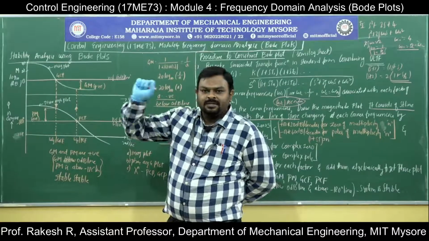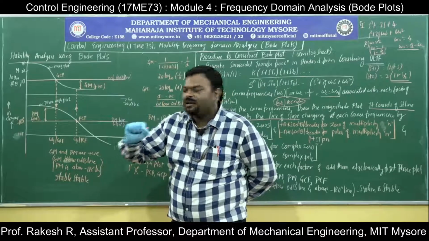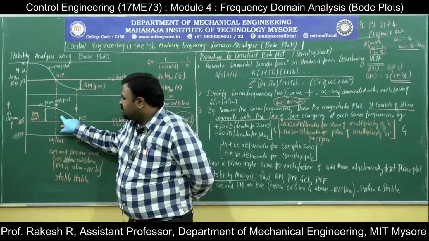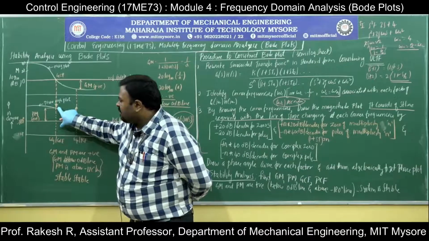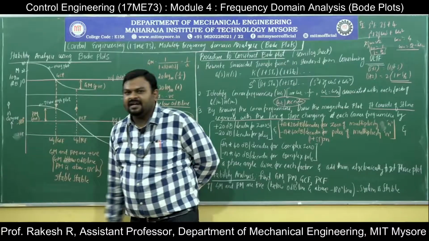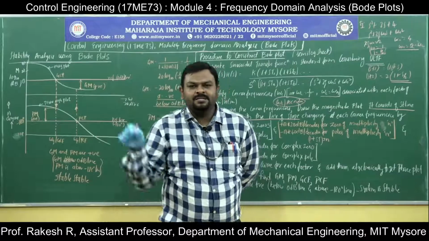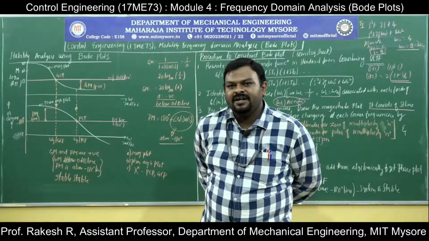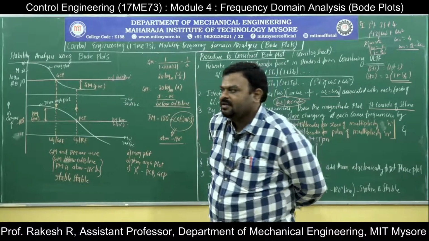The gain crossover point projection touches the phase angle plot, and you locate the distance. The distance from the intersection of the projection point of the gain crossover point to the minus 180 degree line is called the phase margin. So the first part is over. You have calculated the phase margin using the gain crossover point.